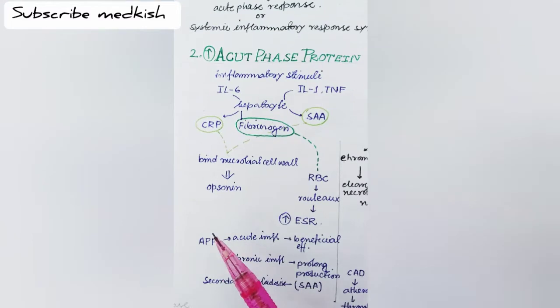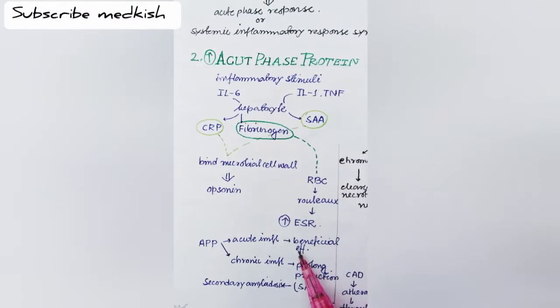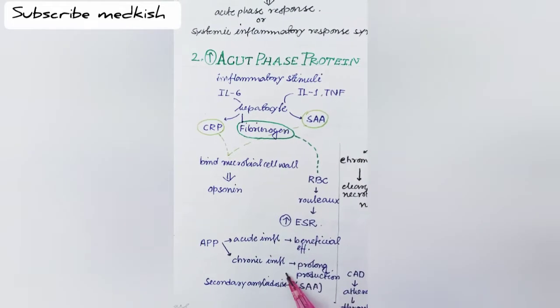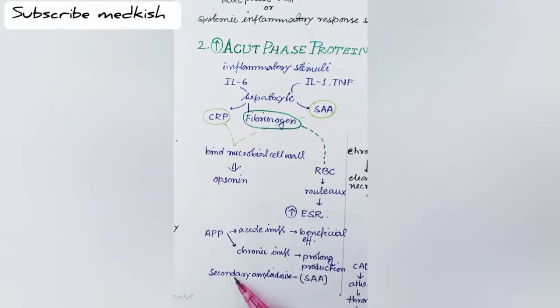The acute phase proteins in acute inflammation help with beneficial effects, and in chronic inflammation they prolong the production of the serum amyloid A protein and cause secondary amyloidosis.